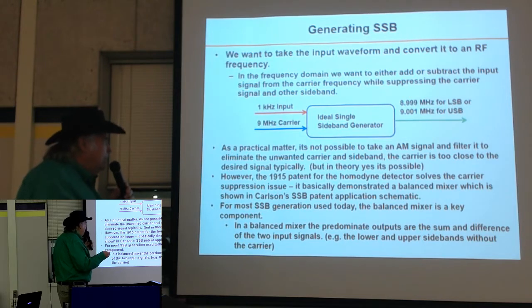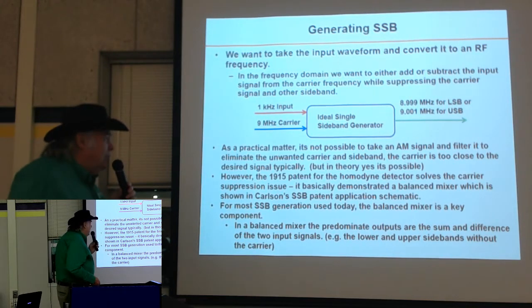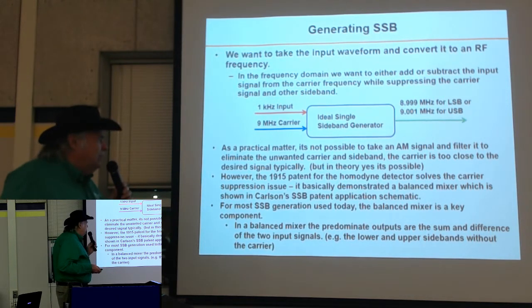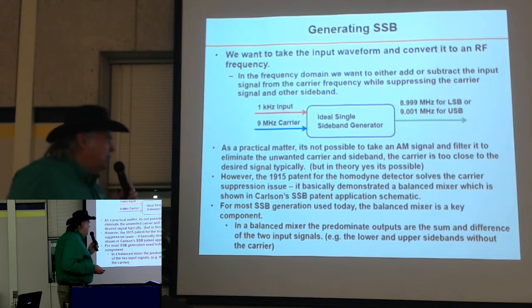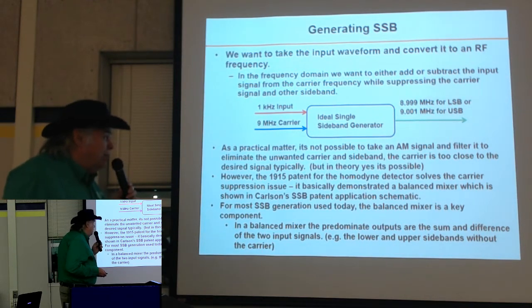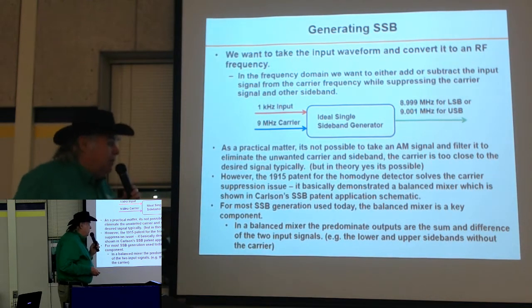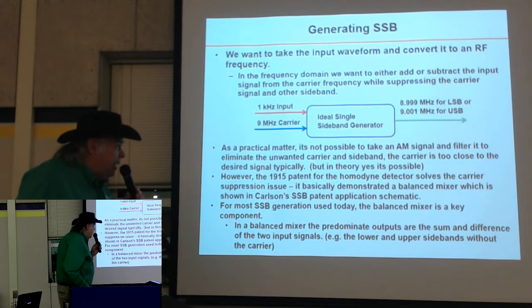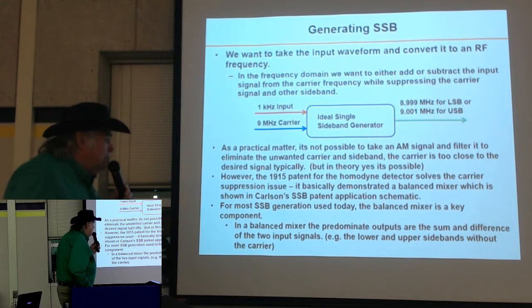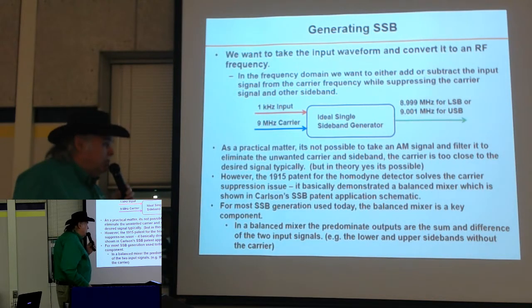Okay? So as a practical matter, one could not take an AM signal and filter it enough to get rid of the carrier, because it's too close to your desired signal. And in those days, it was rather hard with the technology they had to even get rid of the unwanted sideband. So a key part of most of our single sideband transmitters is something called a balanced mixer.